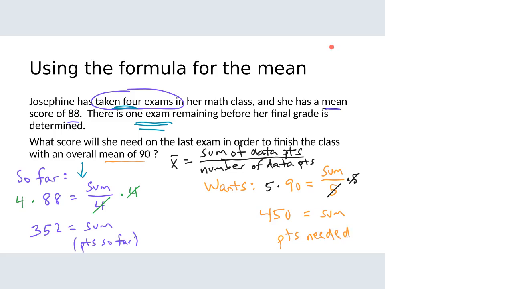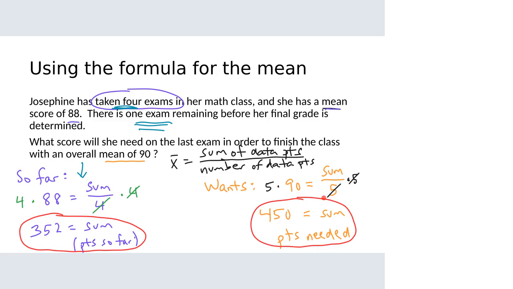One more step for us to do here, and that's this. Right now, the points she's earned so far is 352. She's going to need to end up with 450 points. Excellent, Edison, you've got it. So we're going to take that 450 that she wants and subtract the 352 that she already has and find out that on that last exam, Josephine's going to need a 98.